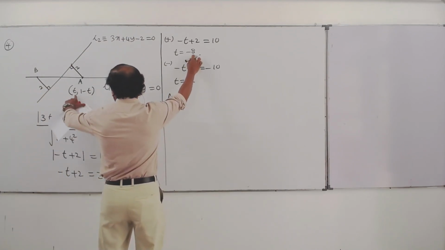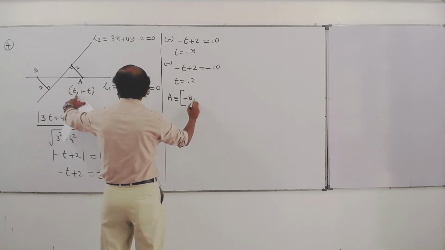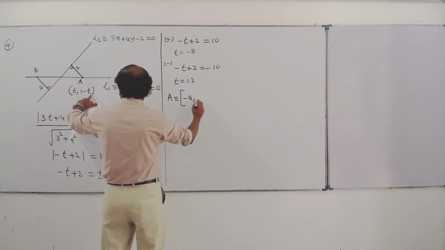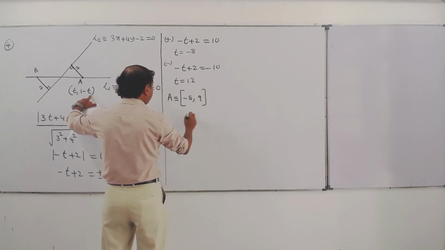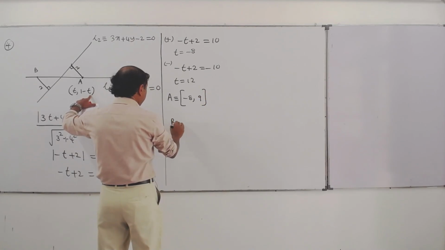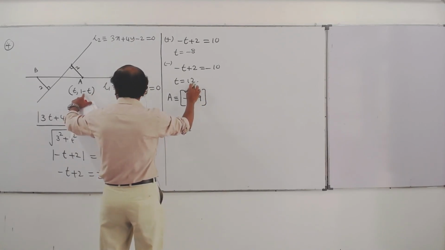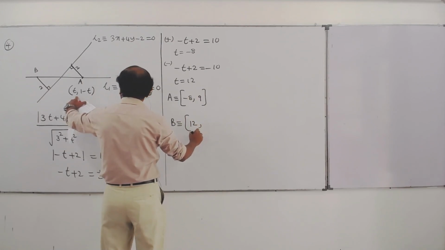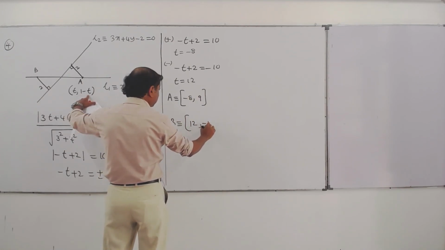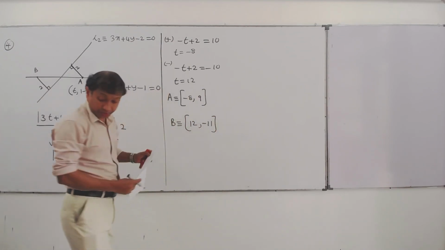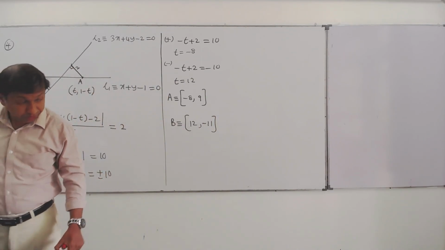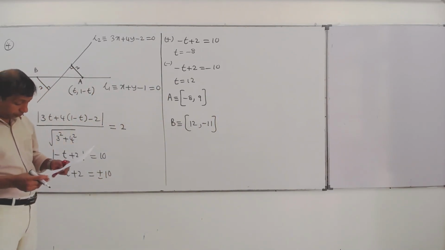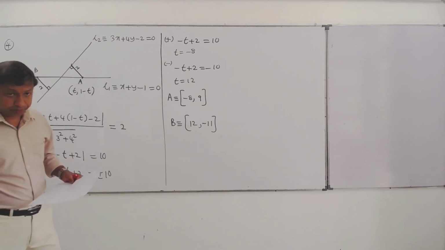T put minus 8. And here when you put minus 8, 9. One point is minus 8, 9. The other point, t is 12, so 12, minus 12, minus 11. So these are the points. Correct, no? Minus 8, 9 is. Right, question number 5 next.